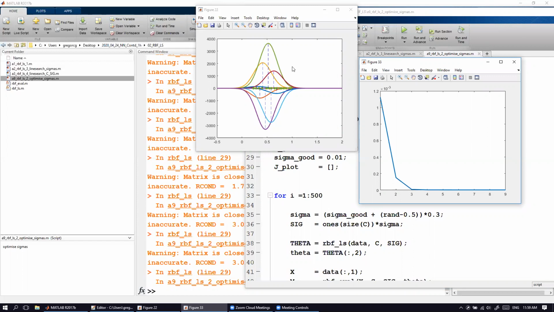What is the difference between the lines? Which one? Which one do you want to know?